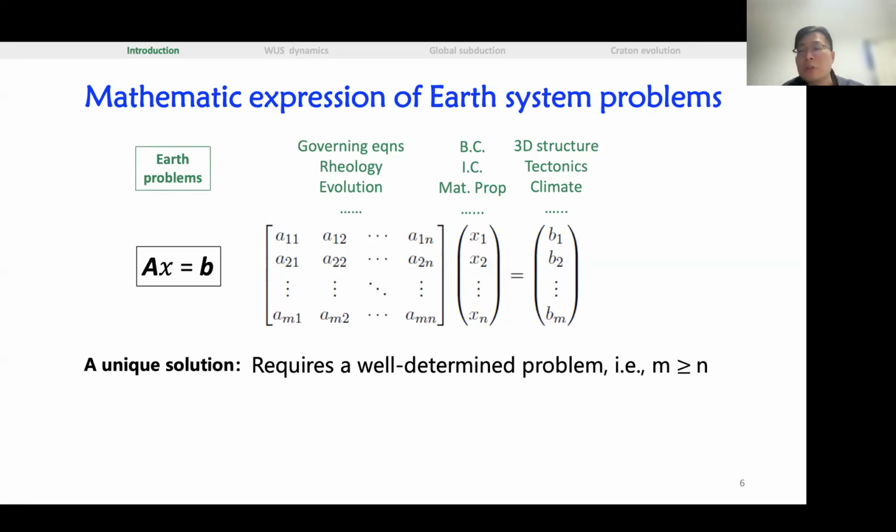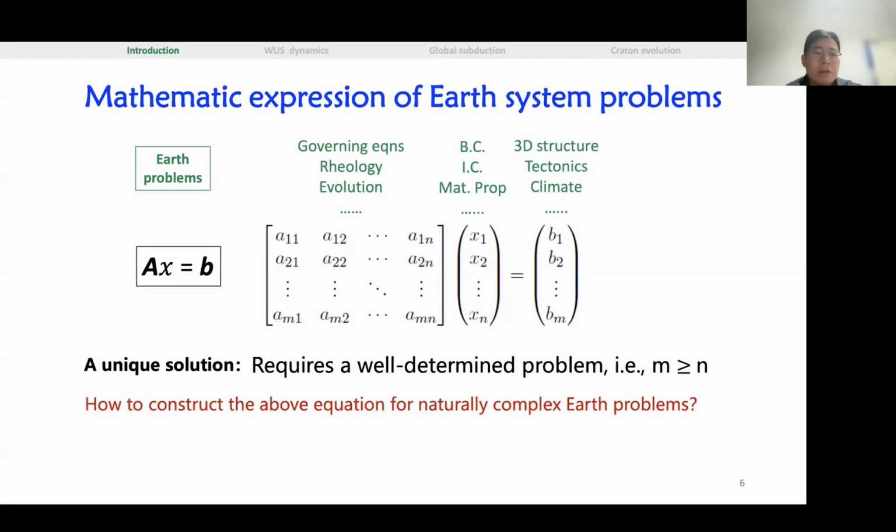And we know that a unique solution from a mathematical point of view is that you need to have a well-determined problem, right? In other words, the number of knowns or observational constraints should be no less than the number of unknowns, or in this case, the system variables. Then for an Earth problem, which is naturally complex and multivariable, how do we construct such an equation such that we can eventually get a unique solution?